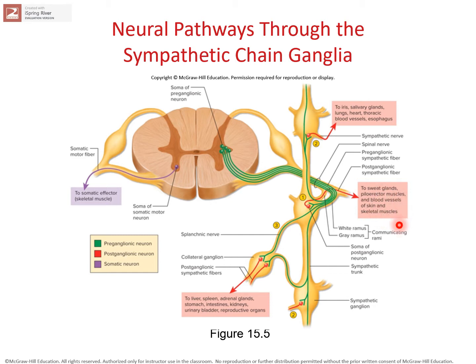organ. And the target organs in the spinal nerve route are usually the sweat glands, the piloerector muscles, and the blood vessels of the skin and skeletal muscles. So that is the first route. That is the spinal nerve route. So you might want to write this down. This is the spinal nerve route.